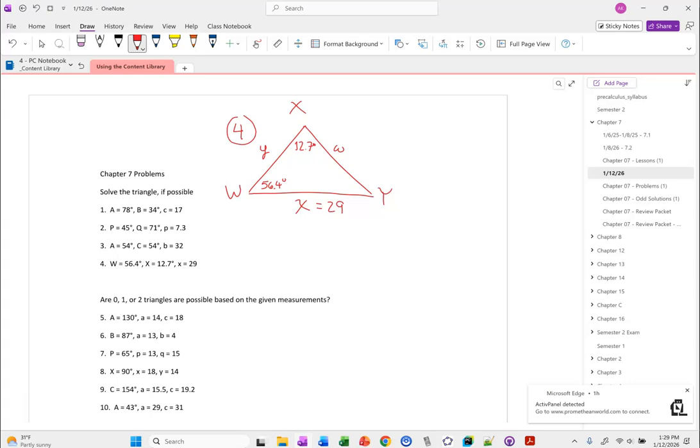So now I'm going to look at what type of triangle situation I have. I notice that my side that's given isn't between my two angles. So this is my angle side situation. To handle this, I'm just going to need to do the law of sines. Okay with that? So the things I'm going to need to come up with: I'm going to need angle Y, side Y, and side W.